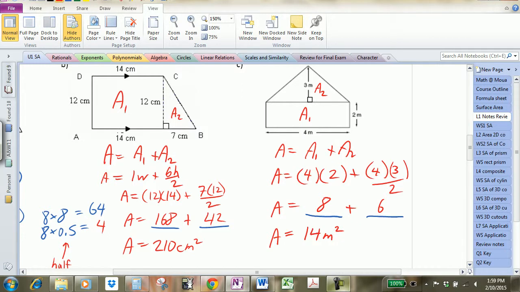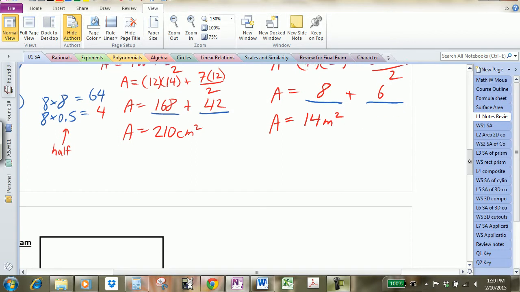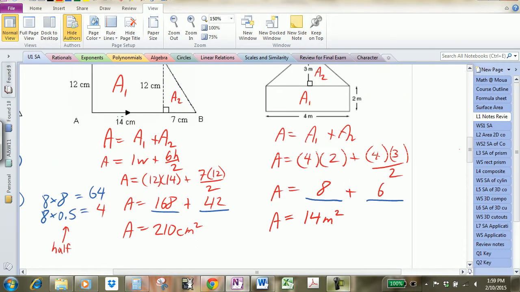How many people got 14 meters squared? Good, perfect. Okay, any questions at all? Do you have to put the brackets right here? Yeah. No, I do tend to avoid the multiplication sign because it mixes up with X. I mean, if you want to put a dot, a multiplication dot, I would. But if you're using your multiplication sign, I'd make sure it's smaller so you're not thinking it's 4X. Does that answer your question? Okay.